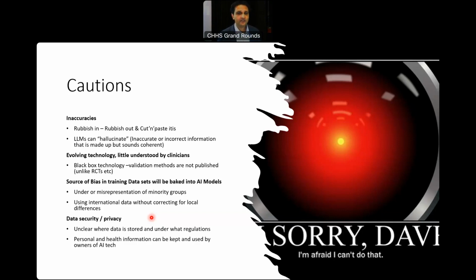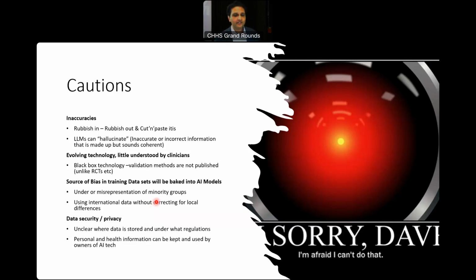There are sources of bias in the training data sets that will be baked into the AI model. So there may be an under or misrepresentation of minority groups or genders. The data might be coming from international data sets, or really large data sets, which don't work for the local population. An example of this was a company that made a soap dispenser where you had to wave your hand in front of the sensor. And it turned out it worked fine, except it didn't detect black hands. It was only trained with people with Caucasian skin. It was inadvertent, but you can see how these things can happen.